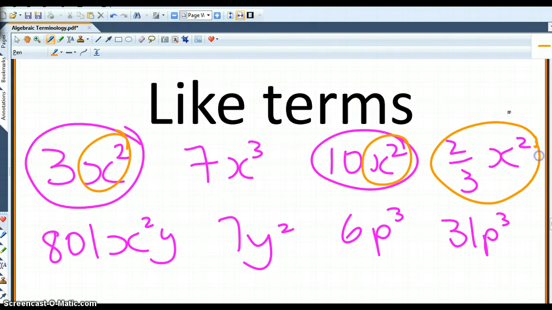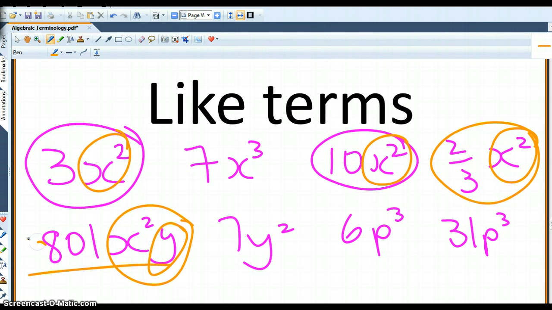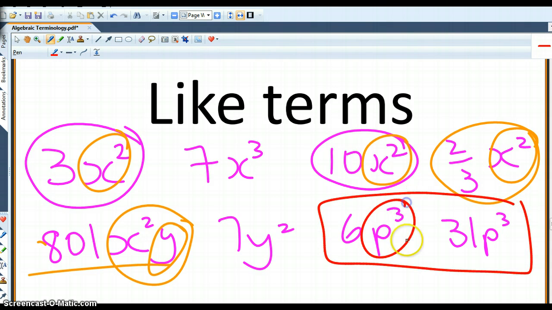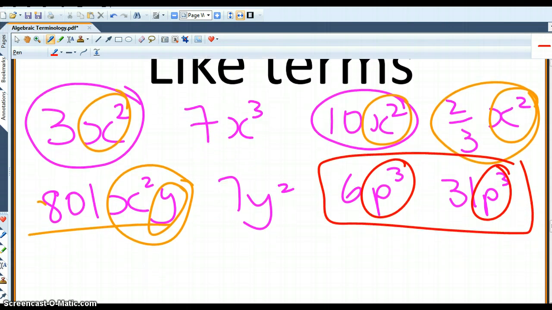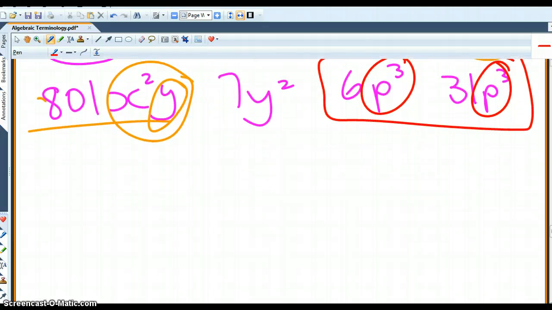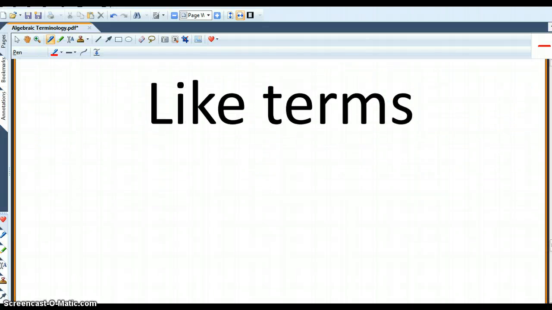2/3 x squared, is that also a like term? Yes. This one? No, because it's got the y, so that's not the same letter, so that's not like. And these two here are like terms because they've both got p cubed. Okay, so that's like terms. And moving on.